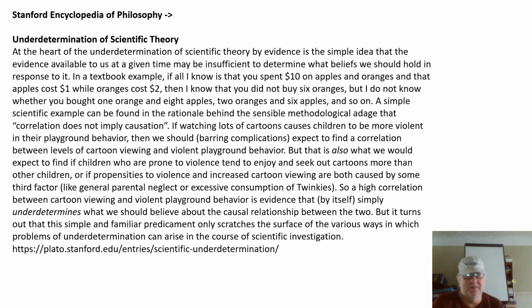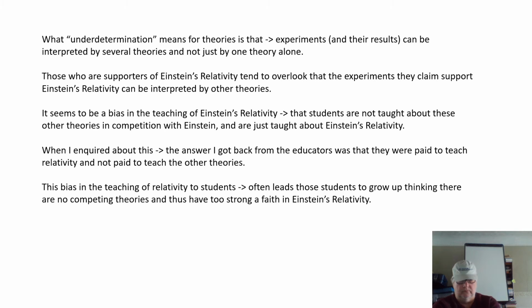So this is Stanford Encyclopedia of Philosophy dealing with the issue of underdetermination, and what it means is empirical evidence, experiments and so forth, can be interpreted by different theories. Those who are supporters of Einstein's relativity tend to overlook that the experiments they claim support Einstein's relativity can be interpreted by other theories. It seems to be a bias in the teaching of Einstein's relativity that students are not taught about these other theories in competition with Einstein, and they're just taught about Einstein's relativity.